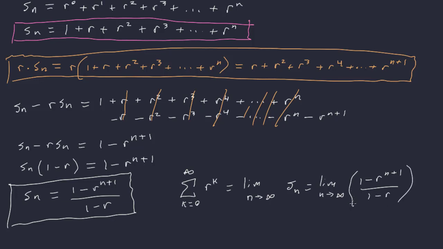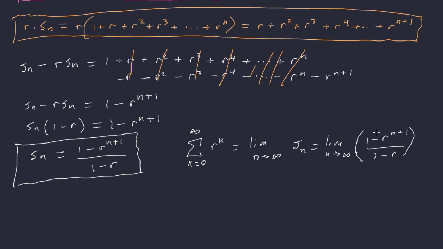So let's take a closer look at this and see what this limit ends up going to. Essentially, the n is only affecting this r to the n plus 1. This 1 isn't affected, this 1 minus r isn't affected, so it's really just this piece. What ends up happening here is r to the n plus 1. Well, this limit has a few things it can do. Well, maybe not a few, it's really just a couple of things it can do.